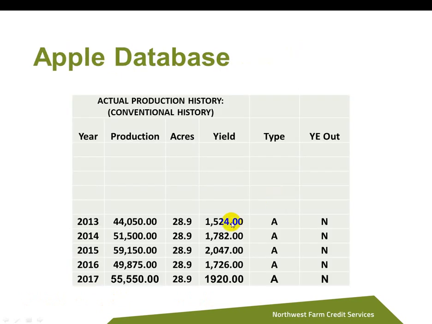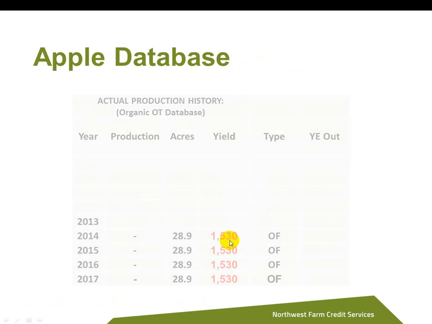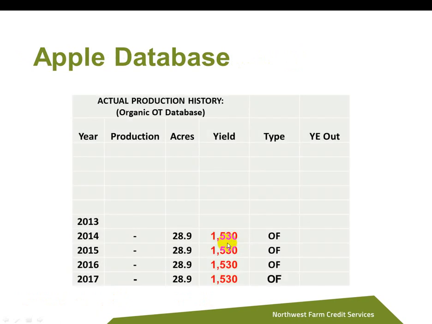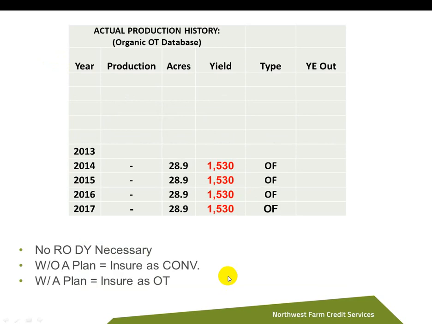So here's the conventional database that we were just talking about, right? And we've calculated the approved yield. That now gets shifted to the side. Don't lose it, don't delete it. You got to keep it there, but you move over and you create a new database for that unit. And this is the organic transitional database. You stick in 4 years of that factored organic number from the conventional database. You bring that over into the 4 years, and this qualifies for insurance, and that obviously becomes the approved yield, 1,530. Without a plan, you insure it as conventional. With a plan, you insure it as organic transitional.